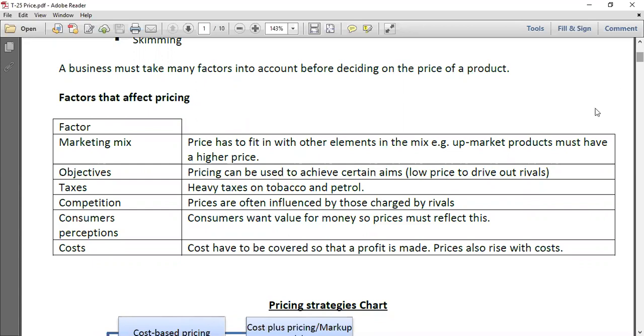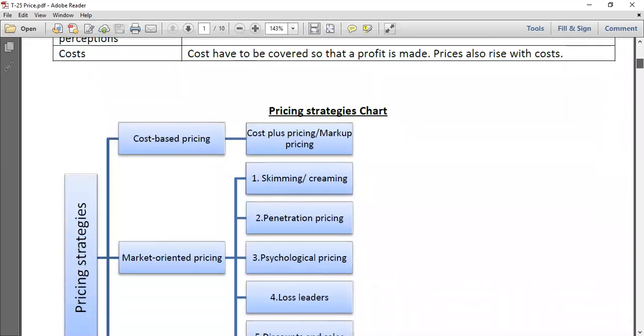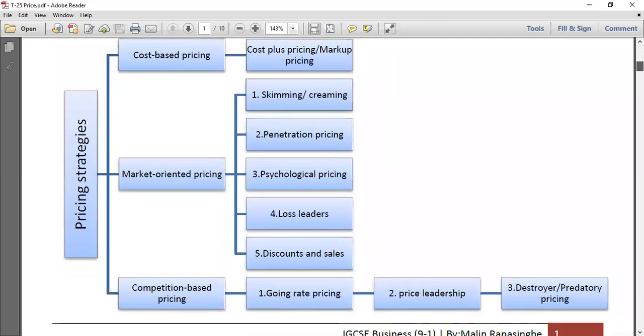So cost of the production is really important because no one wants to actually give a price less than the production cost. Now you can see all these strategies, these 5 strategies. I can show this chart. There are 3 pricing strategies: based on cost, based on market orientation, and based on competition.